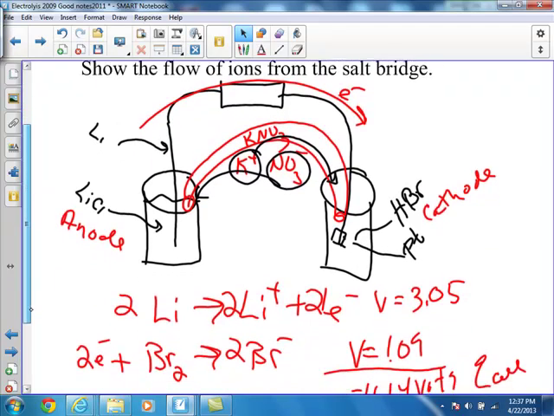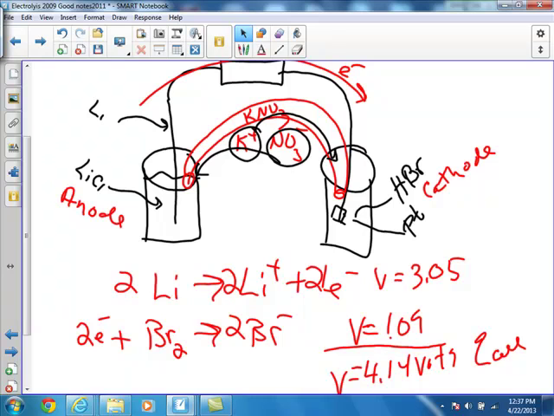Okay, so that is pretty much one of your test questions. Do we have to draw a picture though? Yes. What if you draw a picture?